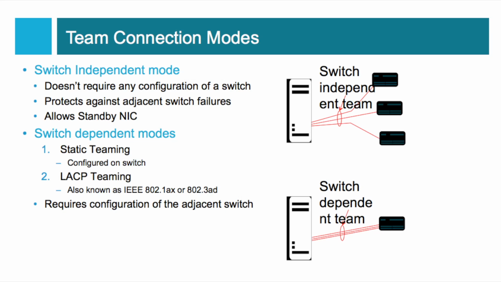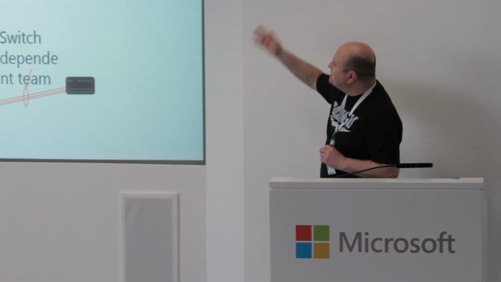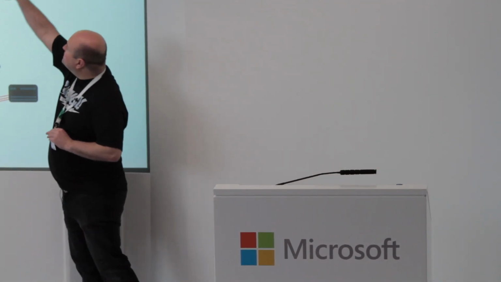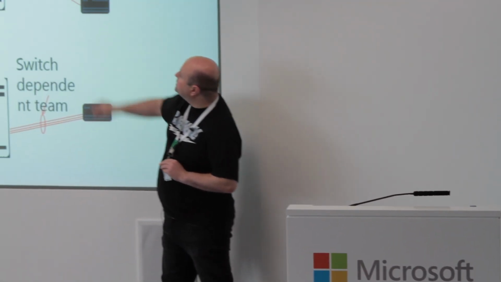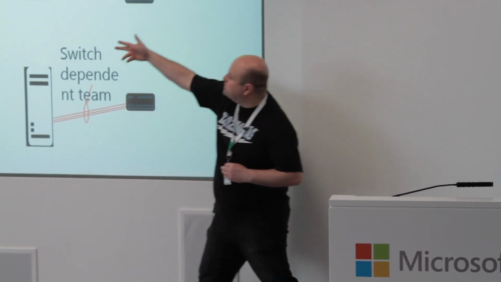So team connection modes, we have switch independent teaming. Ooh, interesting font size. So switch independent is where the NIC team operates completely independent of the switches. So there's no configuration on the switches to make this work. Those could be different brands of switches. It could be a single switch. And our NIC team, ideally we want to connect each of our NICs in our NIC team to a different switch. And then we have switch dependent mode, and this is where we have actually two sub options.